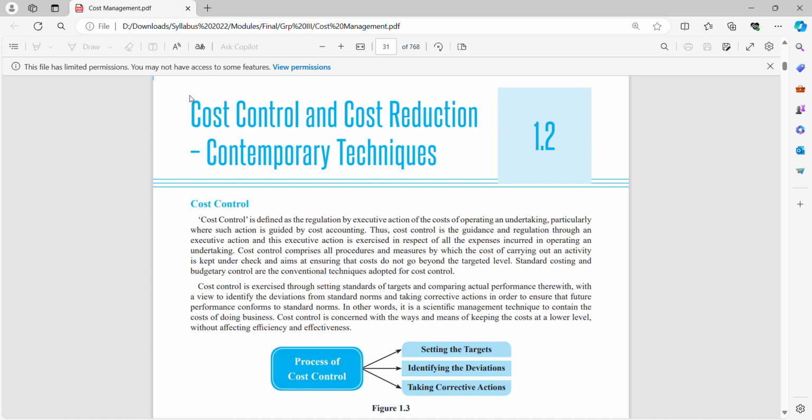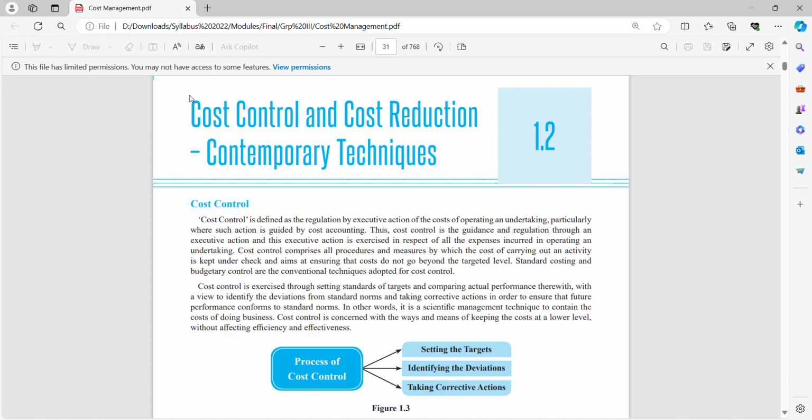Cost control is defined as a regulation by executive actions of the cost of operating an undertaking, particularly where such action is guided by cost accounting. Cost control is nothing but, whatever happens, I will spend 1 lakh rupees only. Beyond 1 lakh, I don't want to spend. That is cost control.